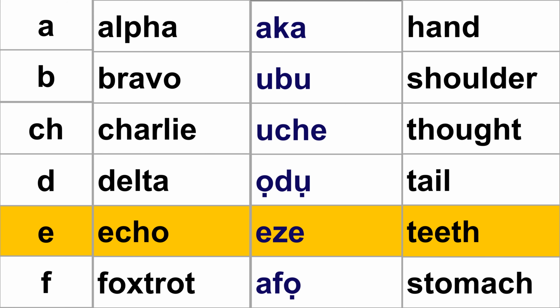As you can see, in English there's echo and there's teeth. The A in echo sounds like E, and in teeth it sounds like E. In Igbo it doesn't change. Igbo A is always A, it's never E, it's always A.